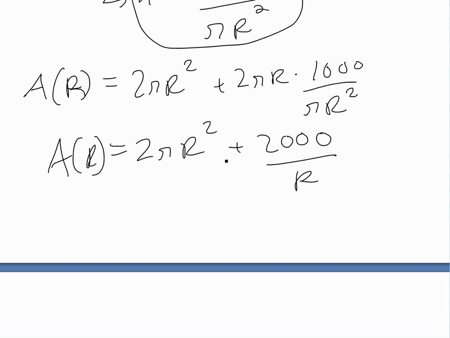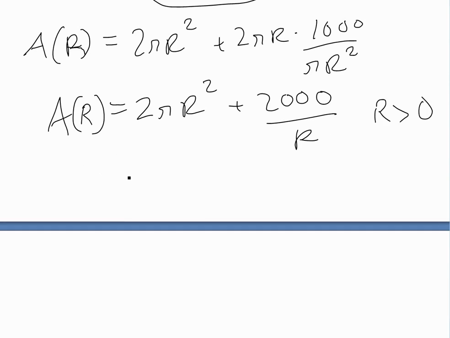The domain in this case: r has to be greater than 0, otherwise we would have a negative area, which doesn't make sense in real life. It also can't be 0, since the can can't have an area of 0. So our domain is everywhere greater than 0. Now to find when this is minimum, we have to find the critical points and see how the graph looks.